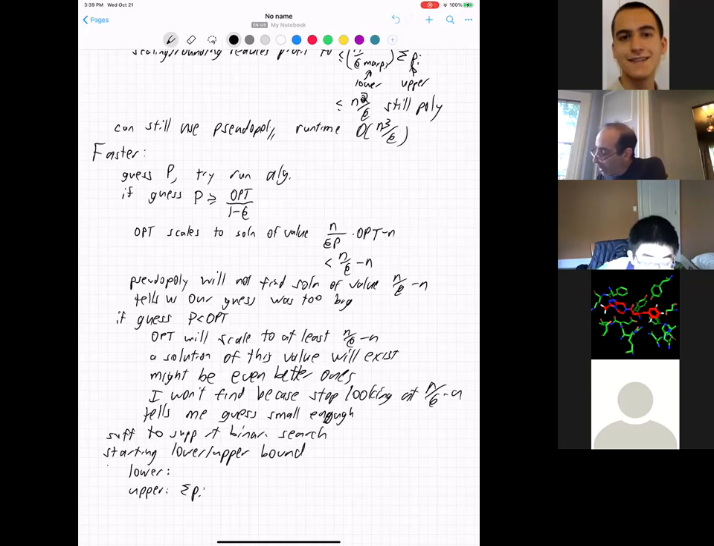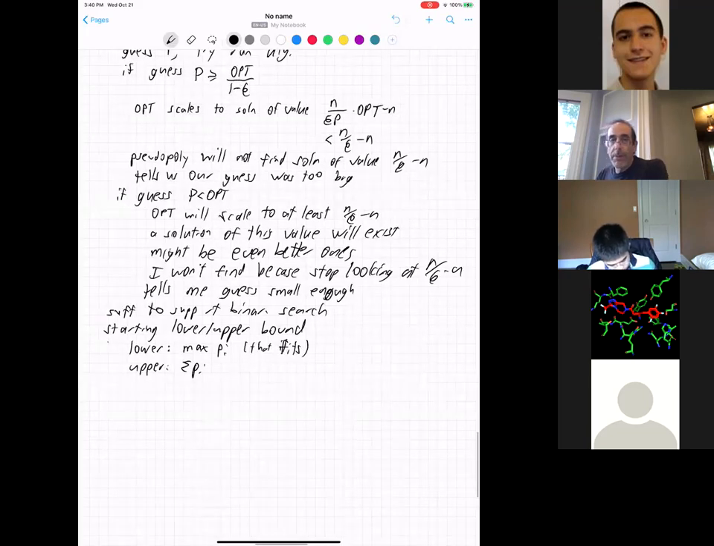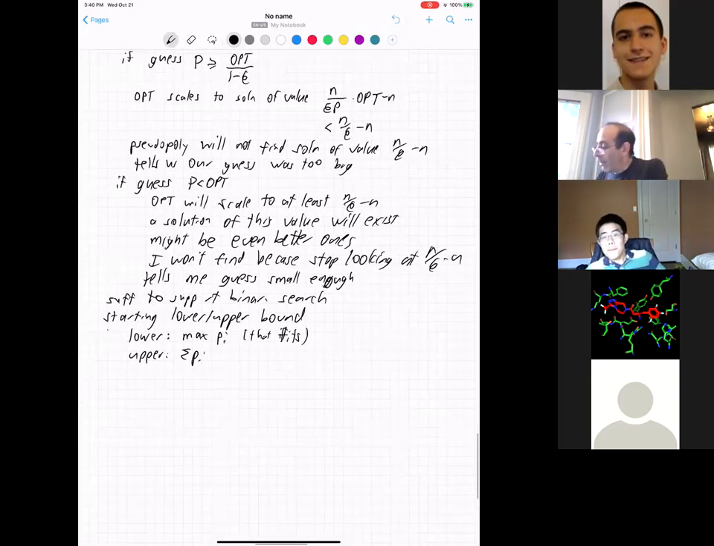Yes, but I want a strong lower bound, so instead I'm going to take the maximum PI that fits, right? If there are some items that don't fit in the knapsack at all, I can just drop them from the problem. But I have this maximum PI and the upper PI, and notice, as we discussed before, that the ratio of these two things, the sum divided by the maximum, is at most n, right? So the ratio between my upper and lower bounds is at most n.